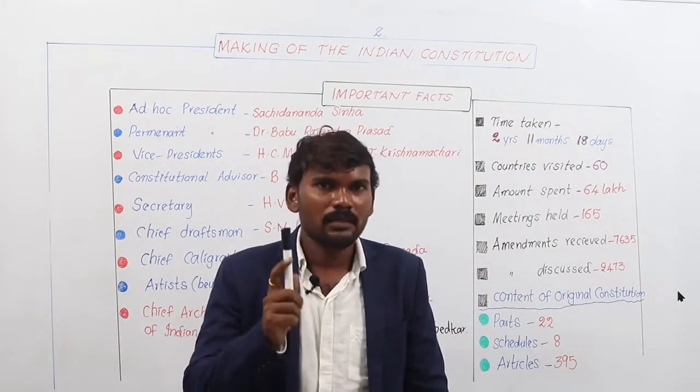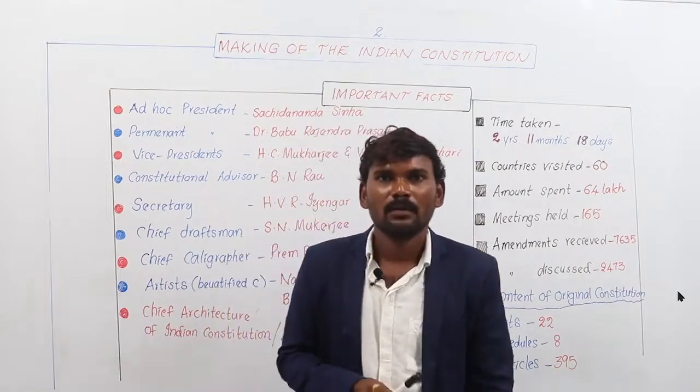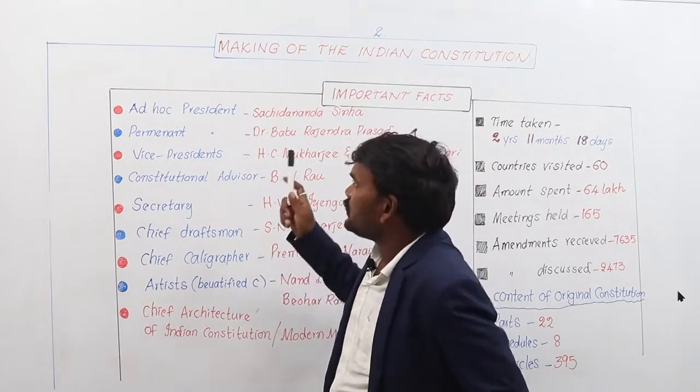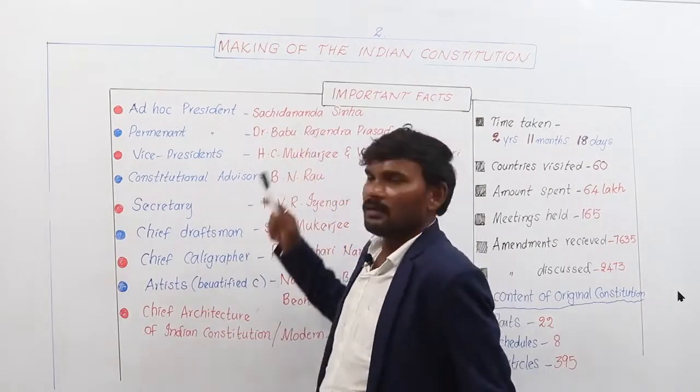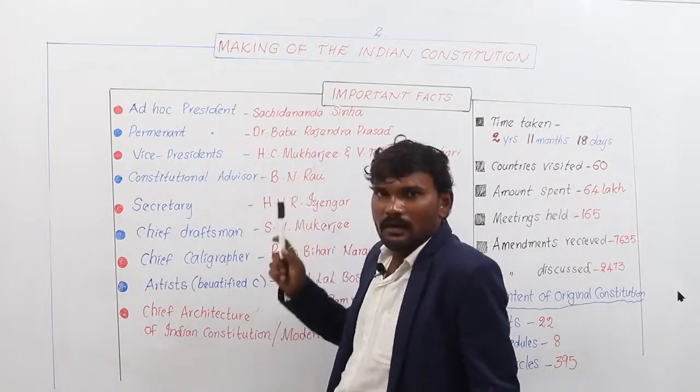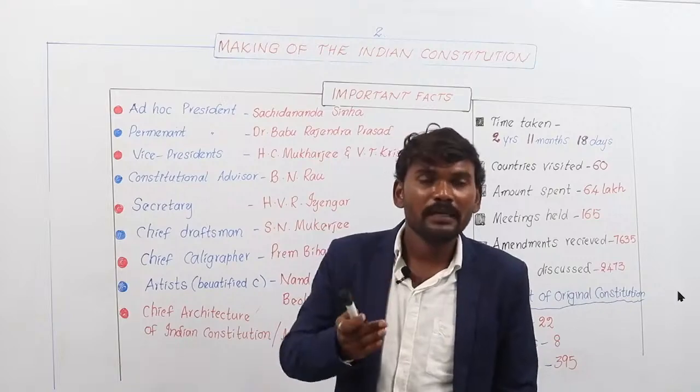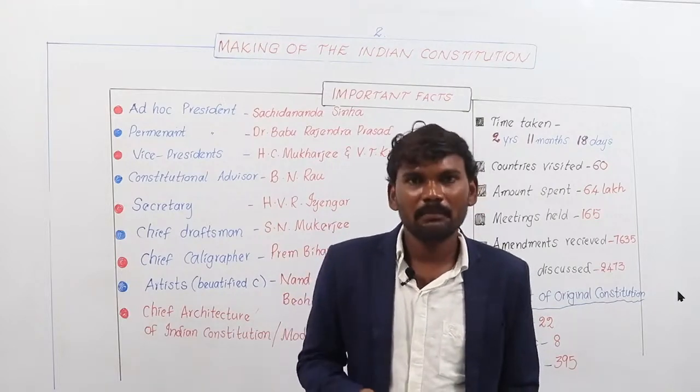On the day of the first meeting, December 9th, 1946, following the France tradition, the senior most member of the Constituent Assembly, Sachidananda Sinha, was elected as an ad hoc president. His name was proposed by J.B. Kripalani. Is it clear? Sachidananda Sinha was elected as an ad hoc president of the Constituent Assembly, following a France tradition to elect the senior most member as the president.